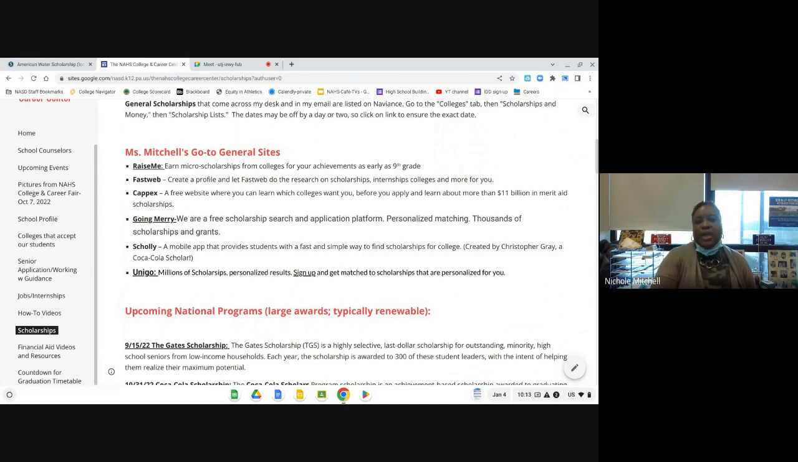FastWeb is pretty good. CapEx is decent. Going Merry was very popular last year. You fill out a profile, fill out as much information as you can in those profiles, and then you can go through and sign up for certain scholarships. UNIGO and Going Merry also will send you some things either weekly or monthly based off of what you put on your profile. That will be very helpful so you don't have to dig through there all the time.